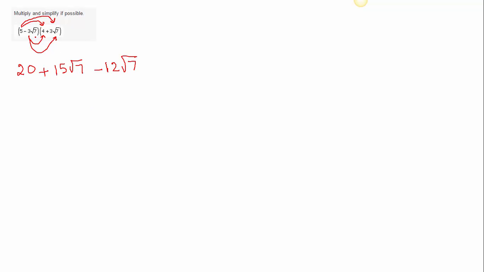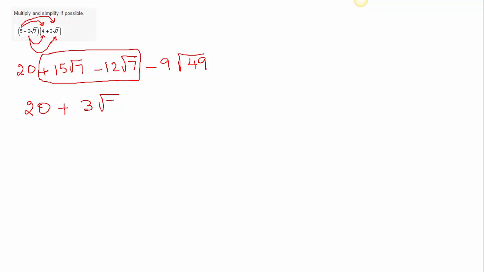Now here is the nice part. You're going to go negative times positive. That's negative. 3 times 3, that's 9. Now square root of 7 times square root of 7, we can multiply the inside. 7 times 7 is 49. Now we can simplify. These are called like radicals and can be combined. So we have 15 apples minus 12 apples. That's 3 apples. So we have 20 plus 3 square root of 7.